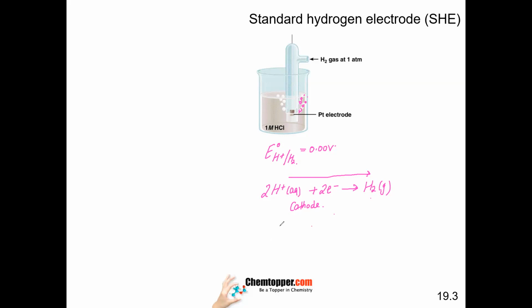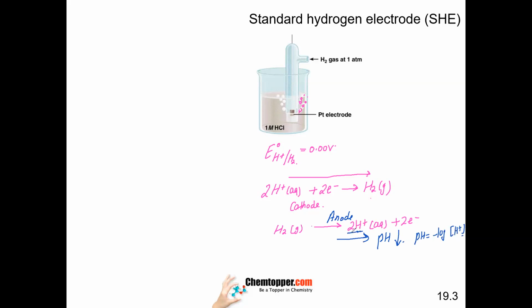But if the reaction is taking place in this manner, how will you come to know that the reaction is taking place in this manner? It means it's working like an anode. How will you come to know? You are getting more H+. If you are getting more H+ in the same solution, then it means pH will go down. You know, pH is the negative log of the concentration of H+.